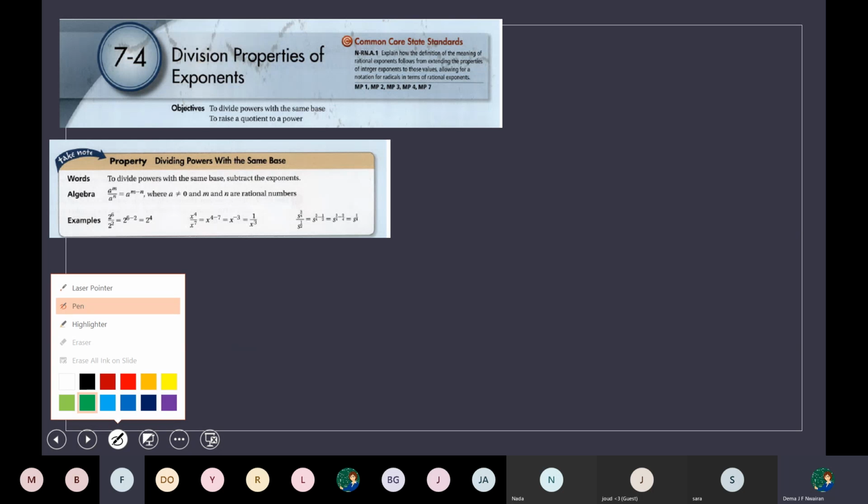Now, is this 1 over x to the power of 5? Yes, 1 over x to the power of 5.